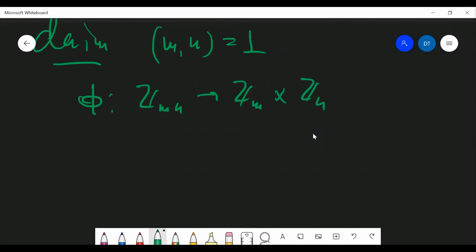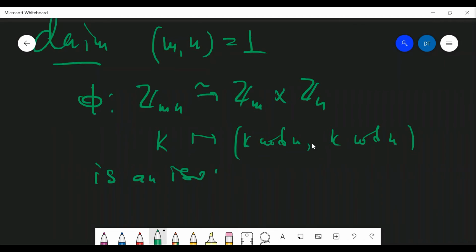Then the map is given by the rule k modulo m, k modulo n. We already know that this map is a bijection and it preserves addition and actually multiplication. So this is actually an isomorphism of rings, and not just groups. So this is a bijection preserving addition, multiplication, and the identity element goes to the identity element.